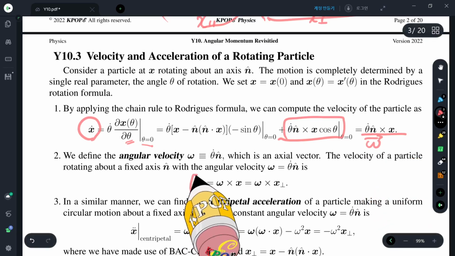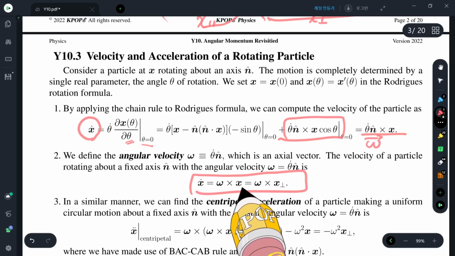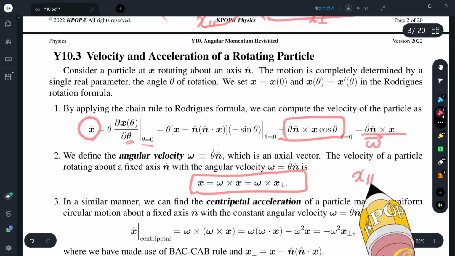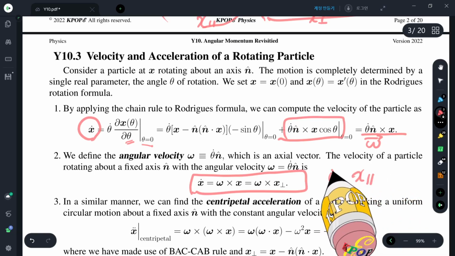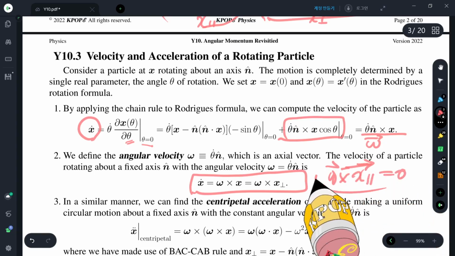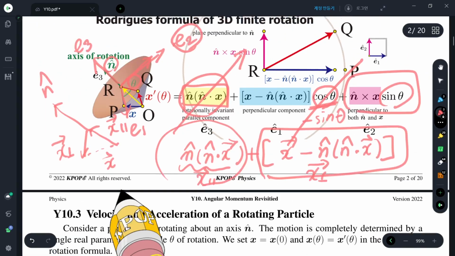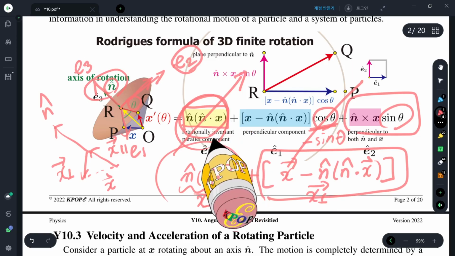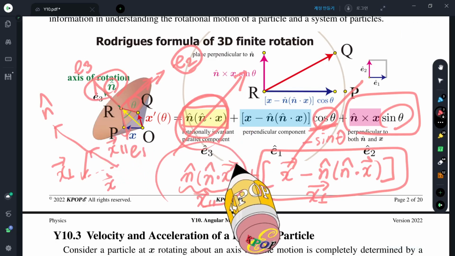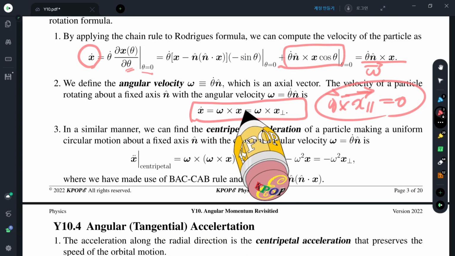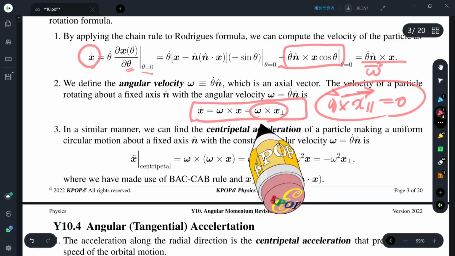So in many cases we write it omega cross x. And because x parallel cross omega is always 0, since omega is along the n direction and x parallel is always along the same direction, the cross product vanishes. Therefore, omega cross x is always the same as omega cross x perp.